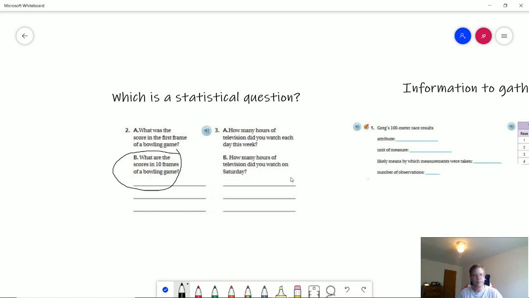So letter B would be the one that we would be looking at for a statistical question here. For our next one, how many hours of television did you watch each day this week? That means there's going to be 7 days in the week. We're going to have 7 different answers. They might be the same answer each time, but we will have 7 answers. And so compared to how many hours you watched on one specific day, this would be our statistical question.